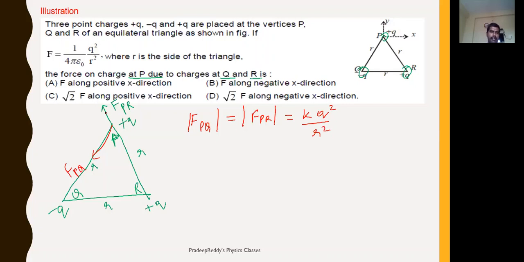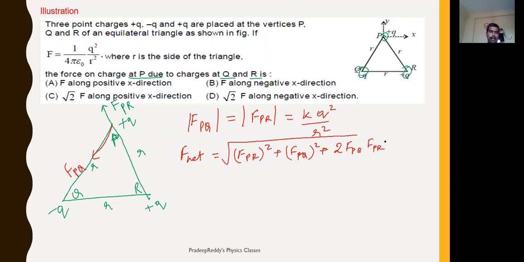As these two vector magnitudes are equal, you need to find out F net over here. F net will be equal to under root FPR whole square plus FPQ whole square plus 2 into FPQ into FPR, and the angle between these two should be 120 degrees because this is an equilateral triangle, it is 60 and this will be 120 degrees. Is cos of 120.